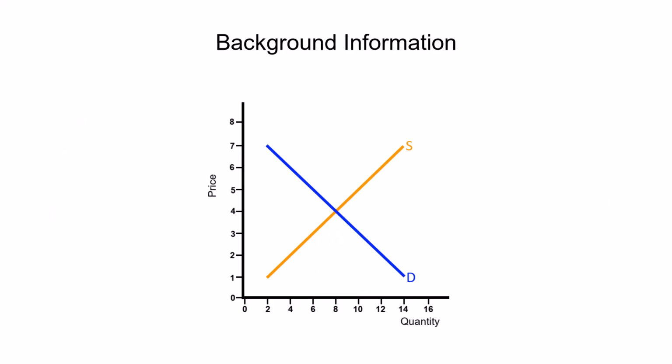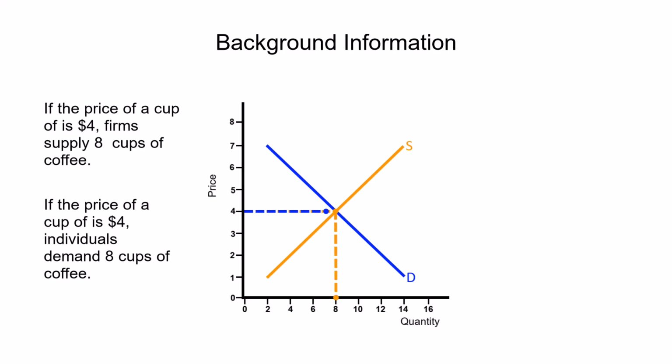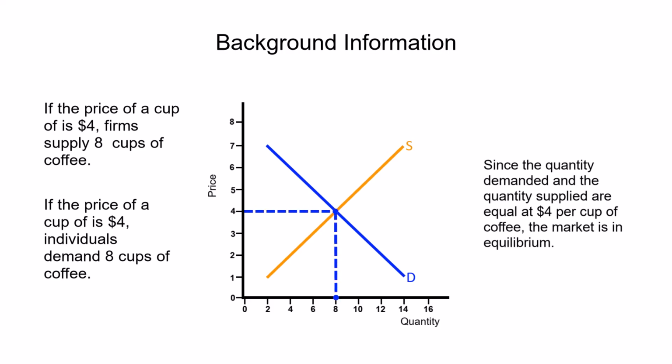Finally, if the price the firm is willing to accept for a cup of coffee is $4, it will supply 8 cups of coffee. If a cup of coffee costs $4, consumers are willing to purchase 8 cups of coffee. At the price of $4 per cup of coffee, the quantity supplied, 8 cups of coffee, is equal to the quantity demanded of 8 cups of coffee. Since the amount of coffee supplied by the firms is equal to the amount of coffee demanded by consumers, the quantities are equal. Therefore, the market is in equilibrium. Notice on the graph the place where the quantity supplied is equal to the quantity demanded is where the supply curve crosses the demand curve.